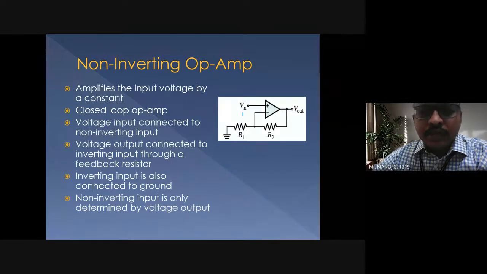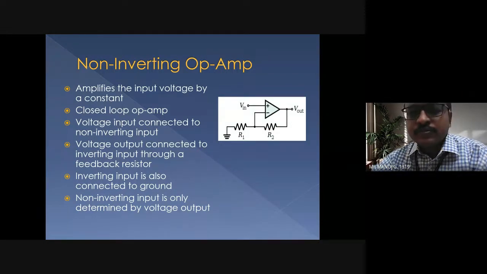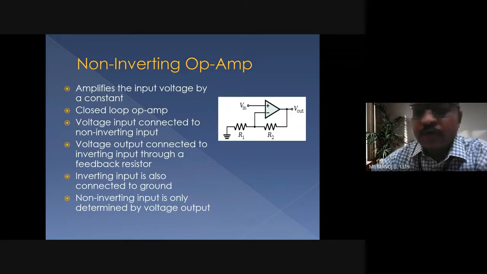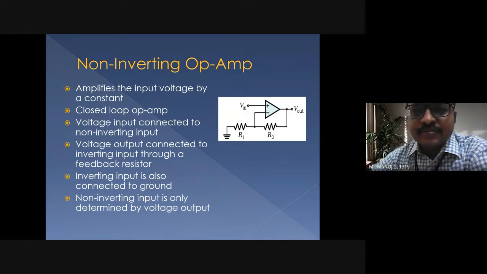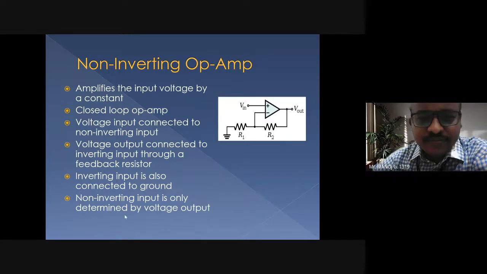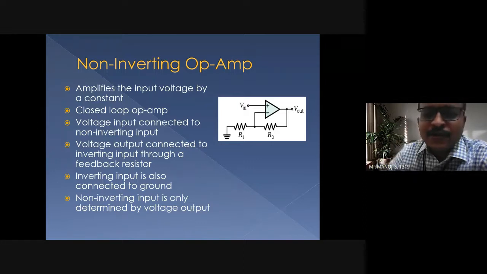Now, can you write the expression for V out for the non-inverting terminal? There are two types of inputs you can give. One is for the non-inverting, the other one is for the inverting. Can you give the expression for V out for a non-inverting terminal? Let's see how many of you can give.